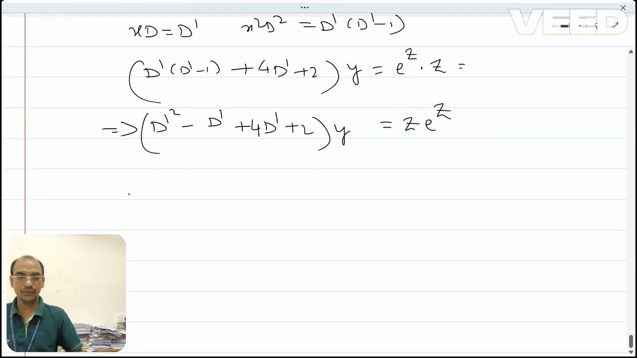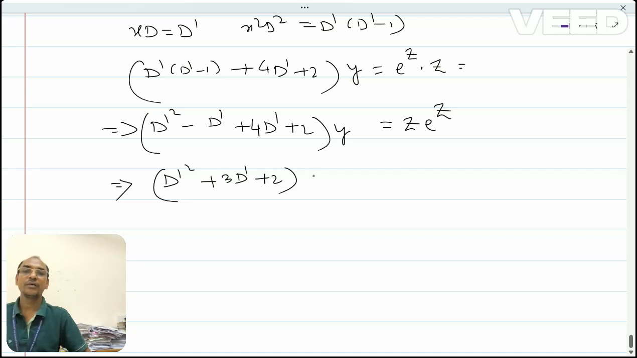So now what I will do here, I can further simplify it and write (D'^2 + 3D' + 2) y = z e^z. Okay. So now we will write the auxiliary equation. The auxiliary equation will be m^2 + 3m + 2 = 0.